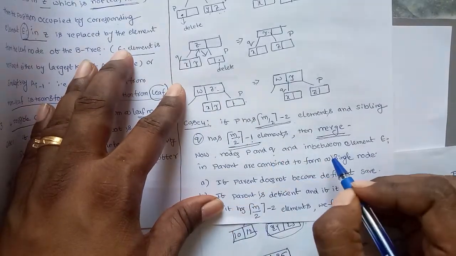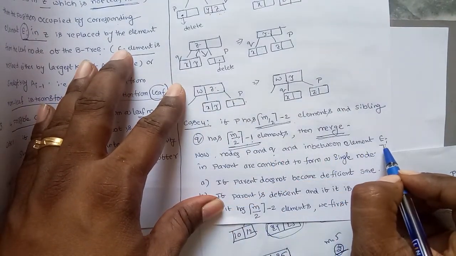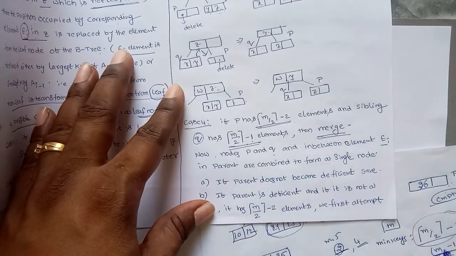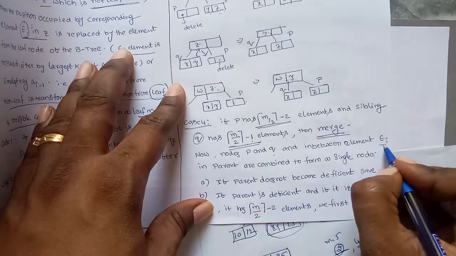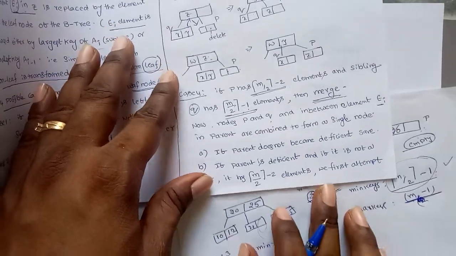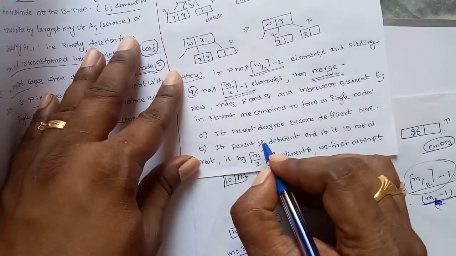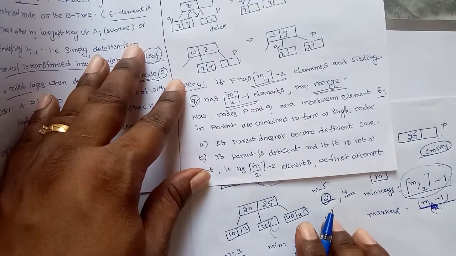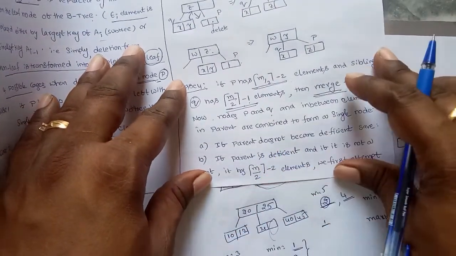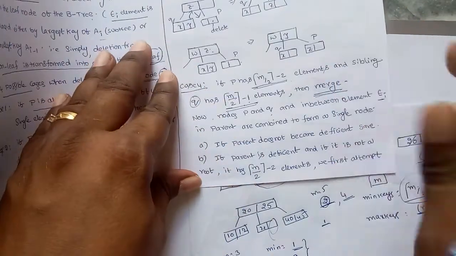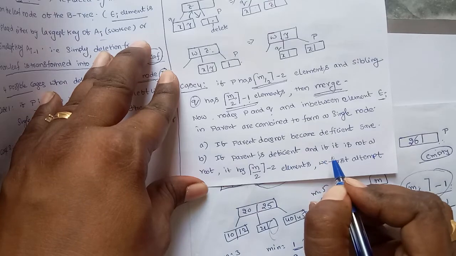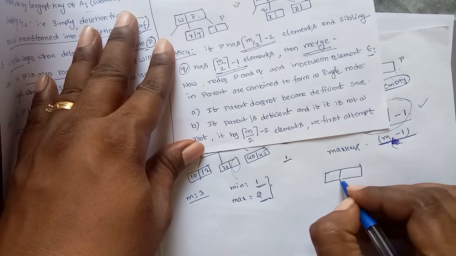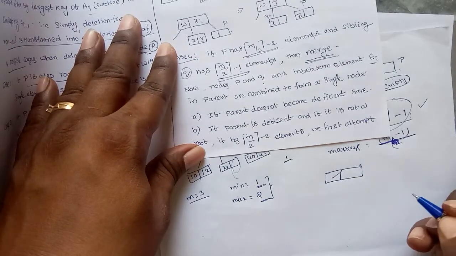Take nodes P and Q, and the parent node is A. Simply merge these 3 elements and make them into a single node: merge the elements of P, Q and the parent into a single node. Remember some other cases: after merging, if the parent does not become deficient, that is the perfect operation. Even if the parent is not a root, if after merging it contains at least one element, no problem.